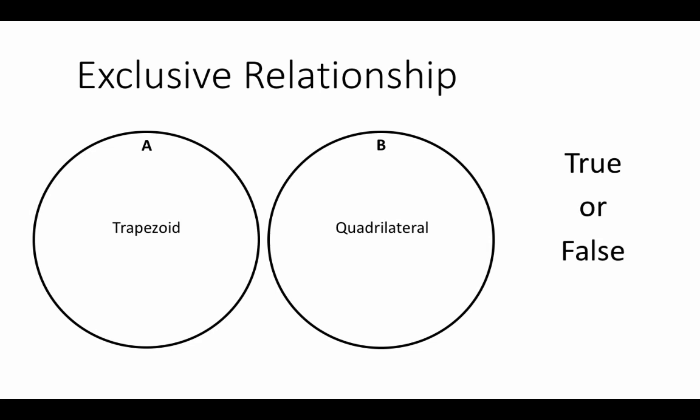Okay, mathematicians, now I'm going to let you do some by yourself. Use the attributes of each category to determine whether the relationship is or is not exclusive. If you make a mistake, pause the video and try to figure out why the relationship is or is not exclusive. Good luck!